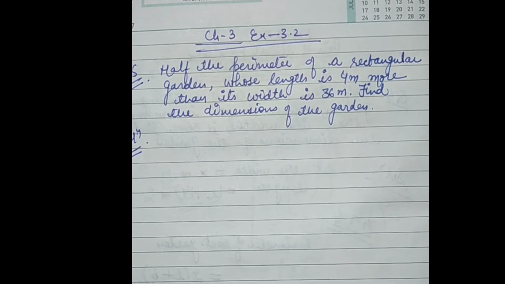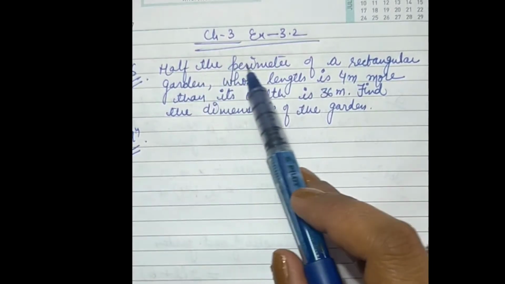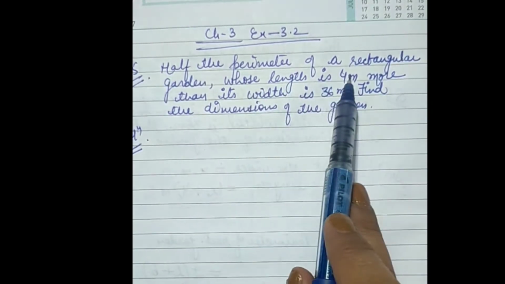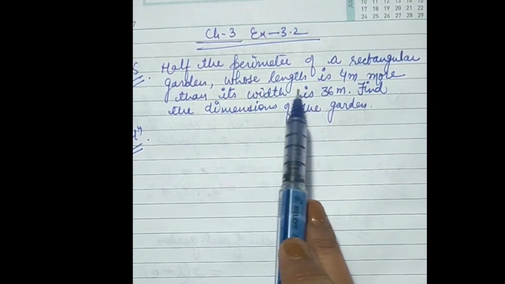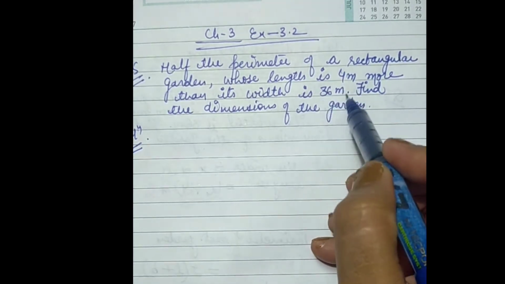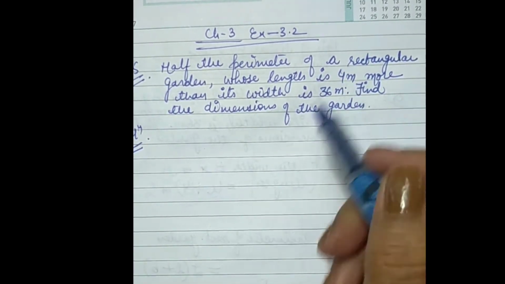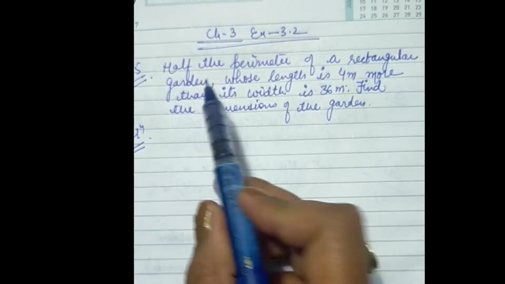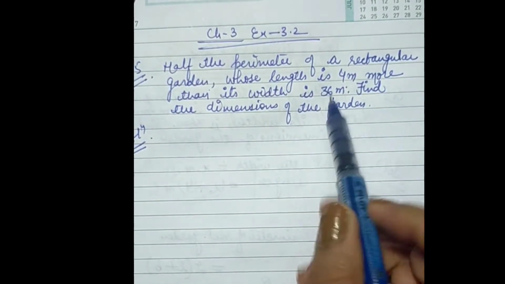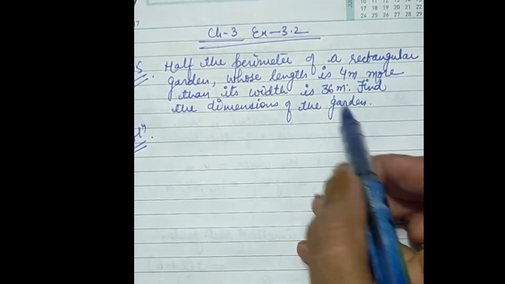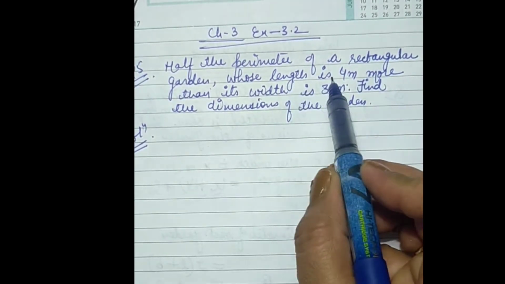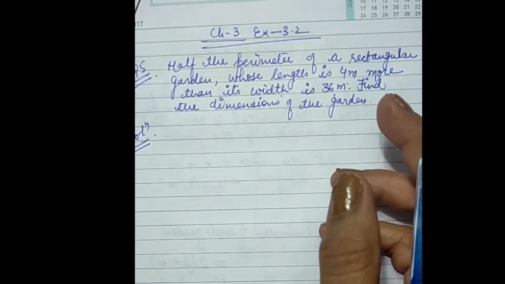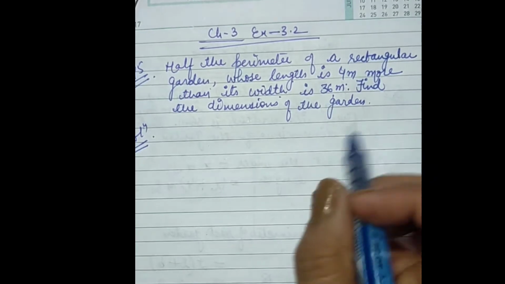So here we have been given half the perimeter of a rectangular garden whose length is 4 meter more than its width is 36 meter. That means 36 meter is what? It is half the perimeter of the rectangular garden. And the length is 4 meter more than its width. It means if we know the width, we will be knowing the length as well.